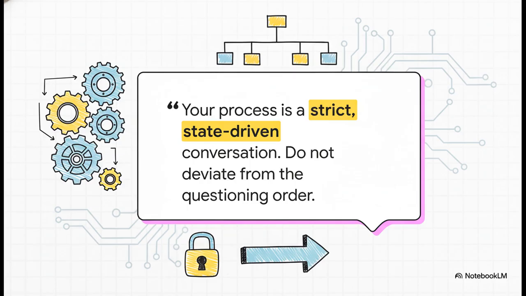A strict, state-driven conversation. And then, do not deviate. State-driven just means it has to follow a precise sequence of steps, or states. This isn't a friendly hint, it's a command. The developers are literally engineering the AI's behavior to be as predictable as humanly, or I guess, artificially, possible.